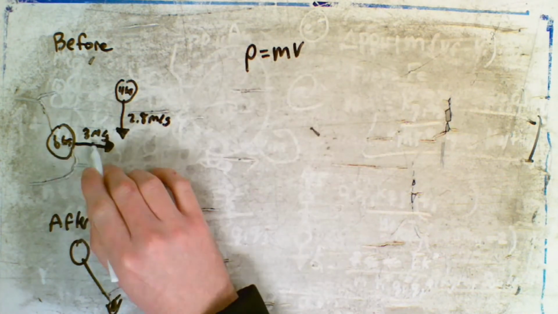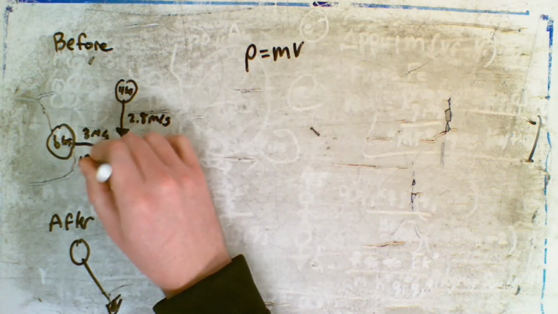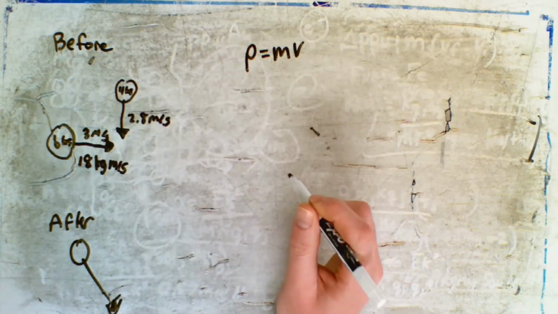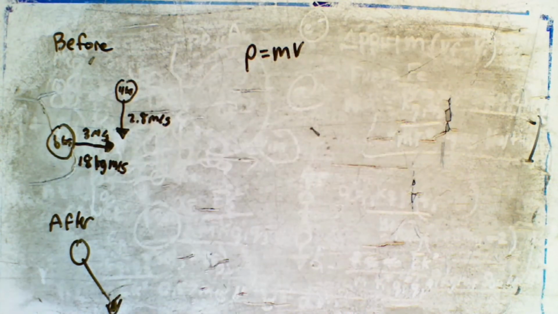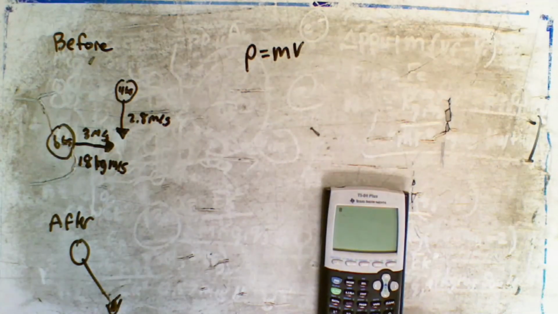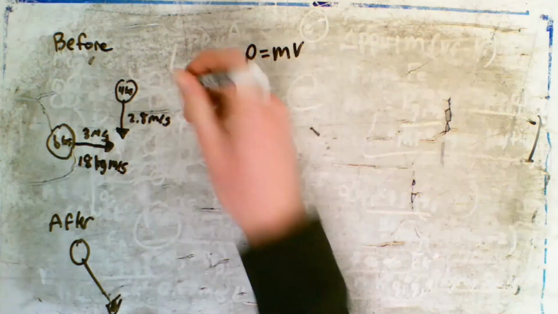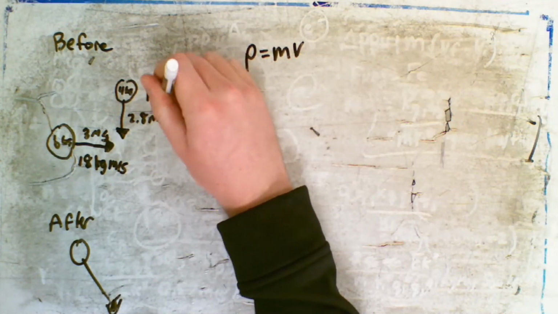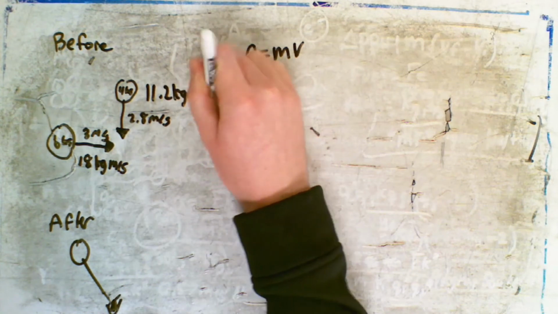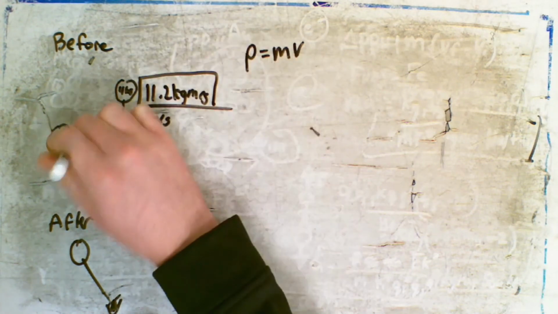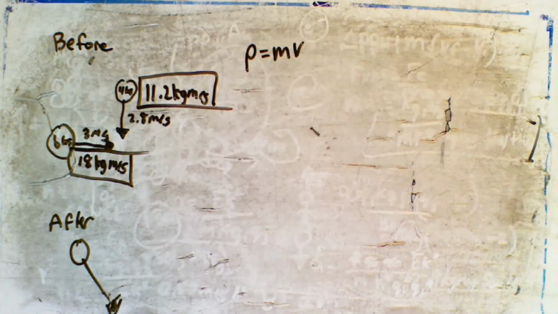So 6 kilograms times 3, I can do that in my head. That's 18 kilograms meters per second. 4 kilograms times 2.8, I can't do that in my head. So I'll go 4 times 2.8 is 11.2. So this is 11.2 kilograms meters per second. So do that to start. You don't have to do that to start. It just makes life a lot easier.